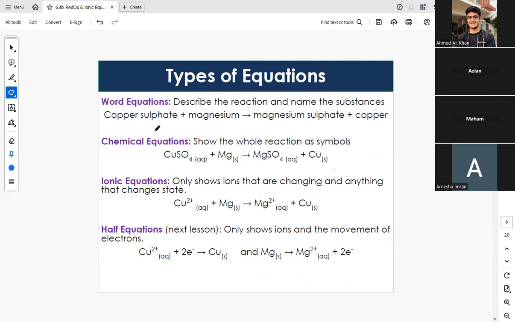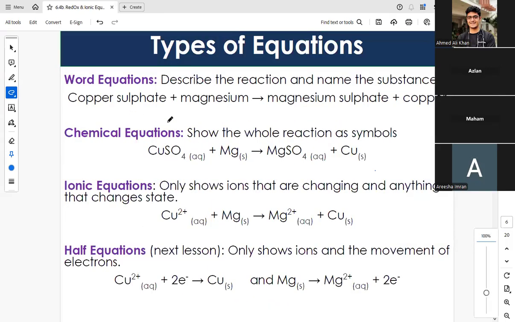So if you have a reaction in which hydrogen is reacting with oxygen and forming water, you'll write out the whole thing: hydrogen plus oxygen makes water. Those are just word equations and they are pretty simple. In this particular example, we have copper sulfate, which is written out, and magnesium reacts with copper sulfate to form magnesium sulfate and copper.